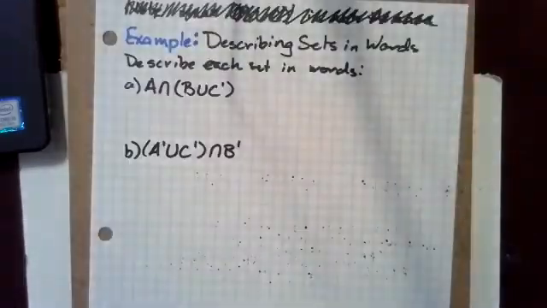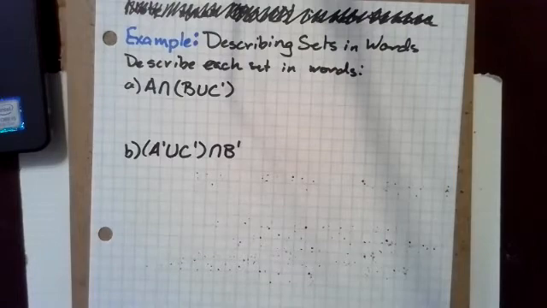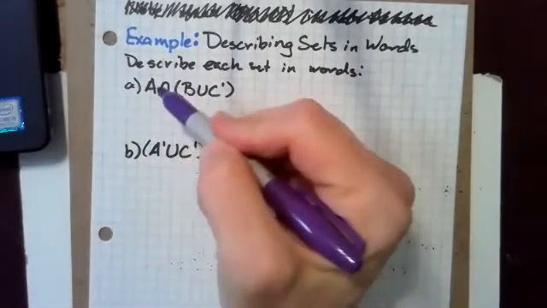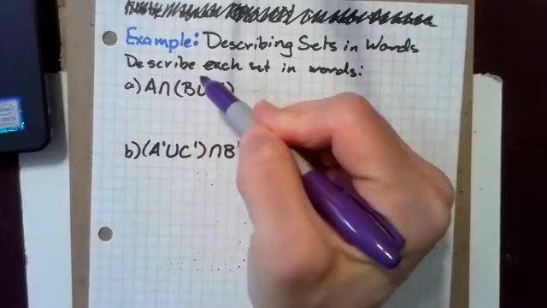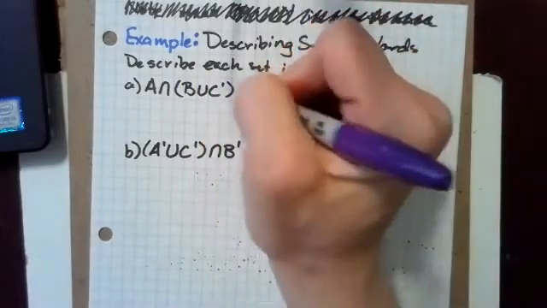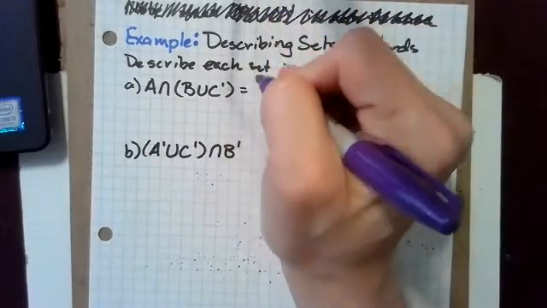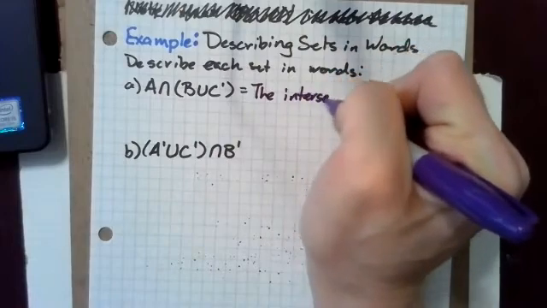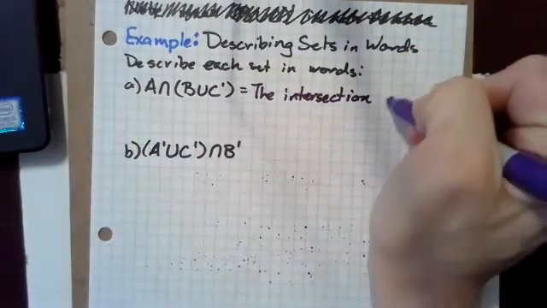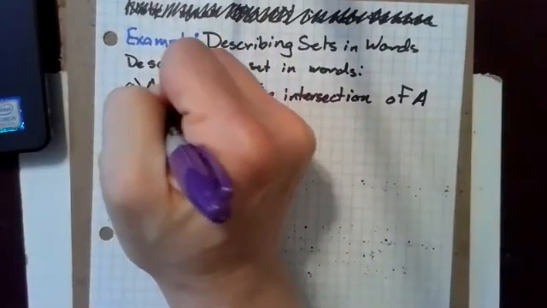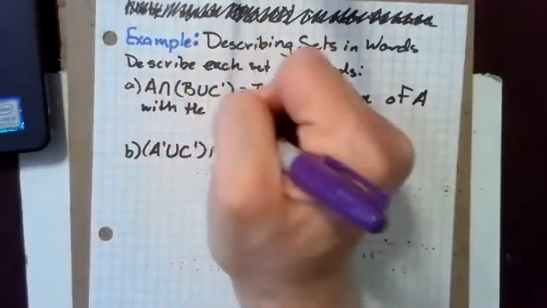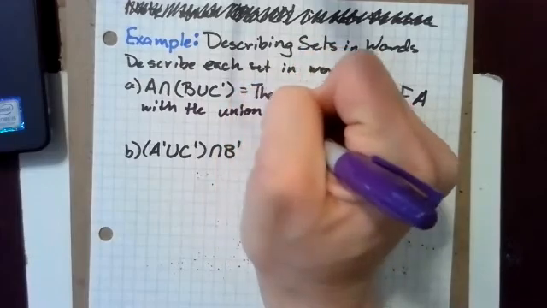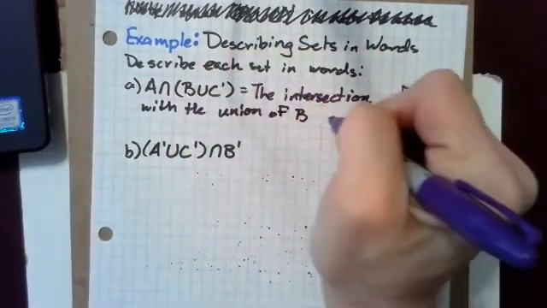Okay. Finally, we're going to describe some sets in words. We want to figure out how we can describe each of these sets in words. So first, we're looking at A intersect B union C prime. Okay, so this is going to be the intersection of A with the union of B and the complement of C.